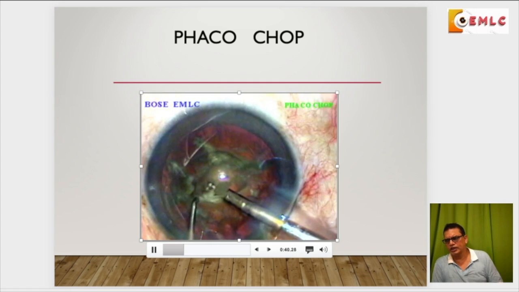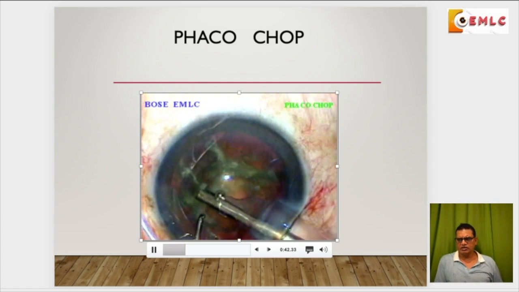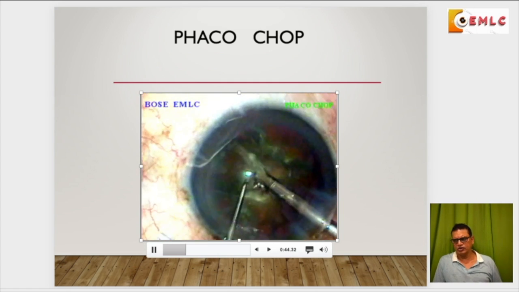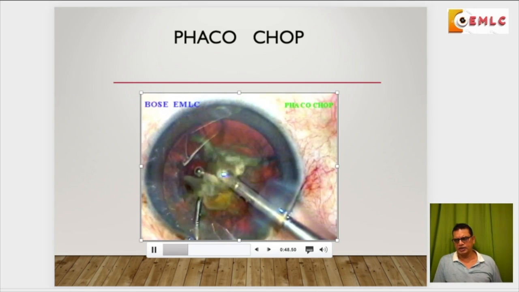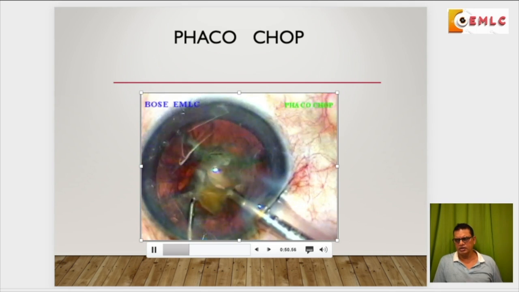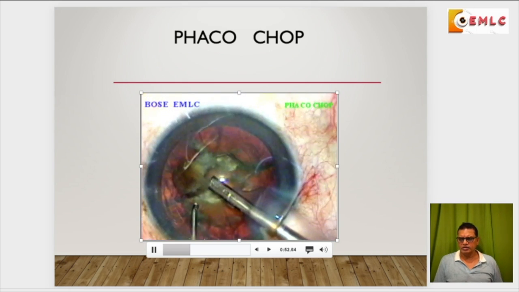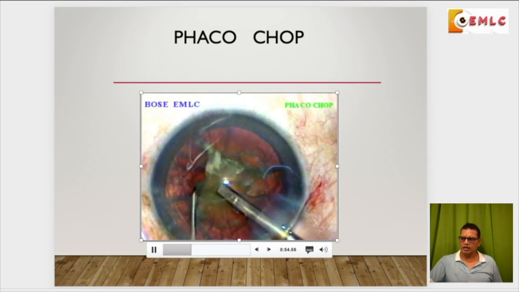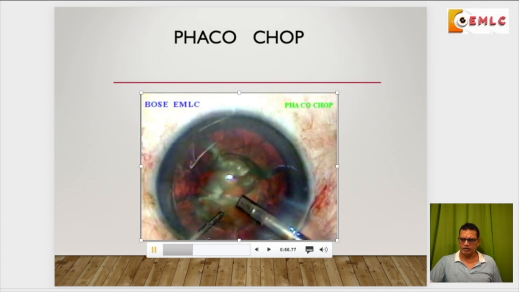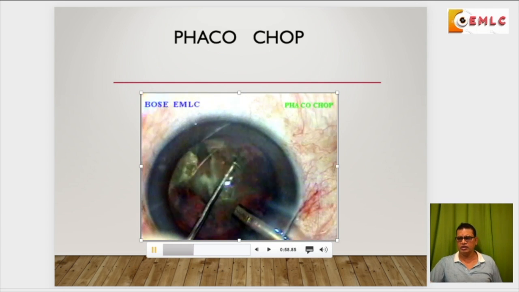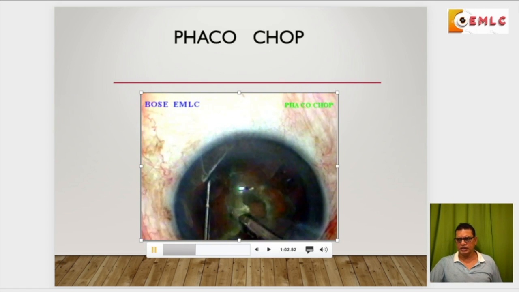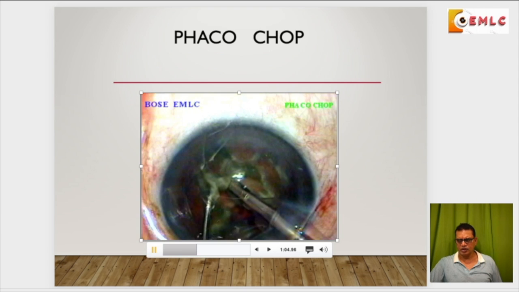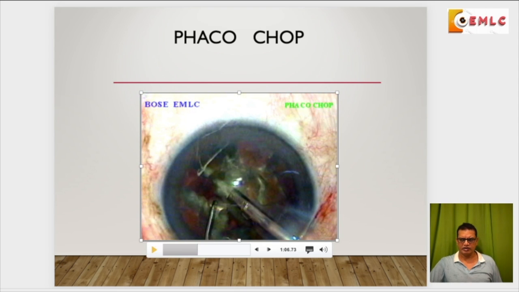Here I am not doing any sculpting, and this is a very preferred technique nowadays because it reduces the amount of power that we use, and it makes the whole surgery very fast. So that's a very good technique, and if the nucleus is not very hard, rock hard, more than grade 4, 5 or 6, then you can employ this technique quite easily, and it's a very effective technique.